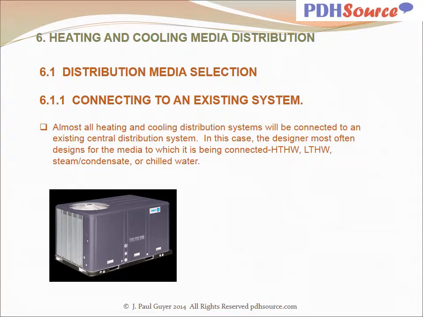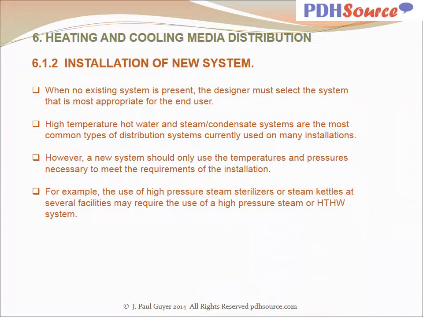The distribution media selection: when connecting to an existing system, almost all heating and cooling distribution systems will be connected to an existing central distribution system. In this case, the designer most often designs for the media to which it is being connected: high temperature hot water, low temperature hot water, steam condensate, or chilled water. For installation of a new system, when no existing system is present, the designer must select the system that is most appropriate for the end user.